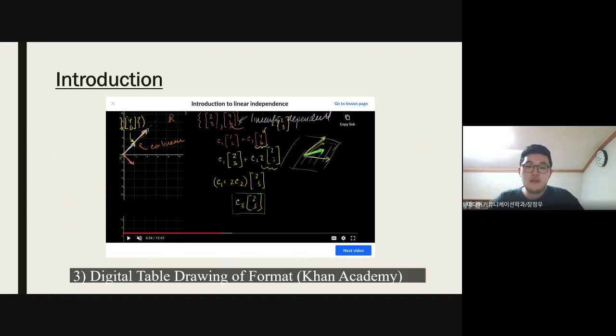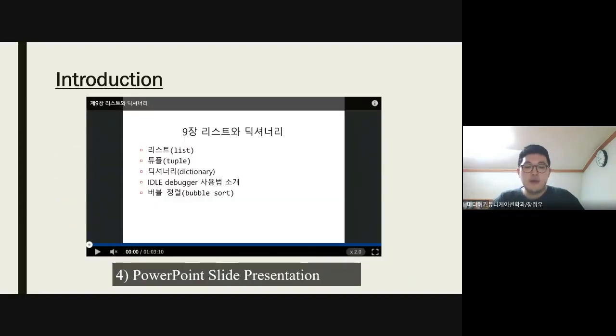Third, it is a digital tablet drawing format shown on online lecture platforms such as Khan Academy. In this case, the lecturer's handwriting is displayed on the lecture screen in the form of a blackboard in the offline lecture, and only the lecturer's voice is transmitted. The fourth one is an online lecture that simply displays PowerPoint PPT slides. In this format, a PowerPoint slide is displayed on the lecture screen, and only the voice of the instructor is transmitted.